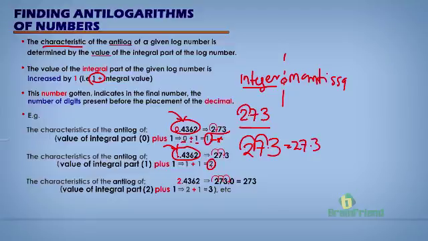I hope it's getting clear. Let's take a look at yet another example. If we were asked to find the antilog of 2.4362, again, to find our integral part, we said we'll add 1 to whatever the value of our integer in the given number is. Here we have 2, so if we add 1, we would have 3. 2 plus 1 is 3.